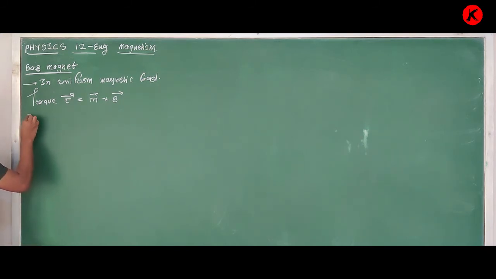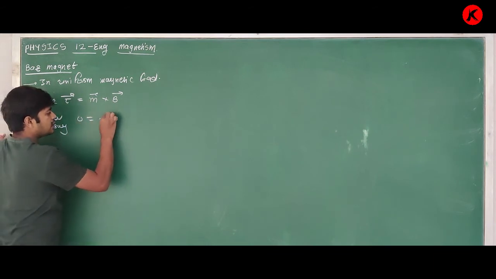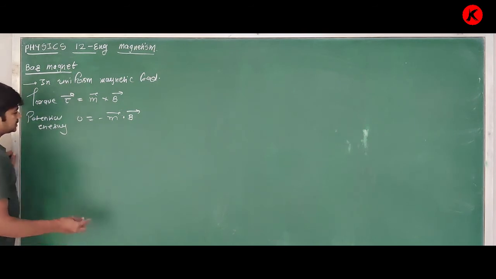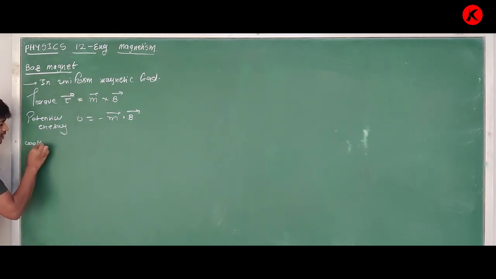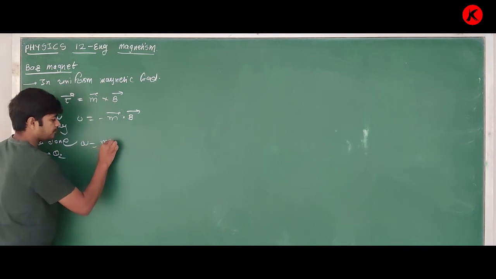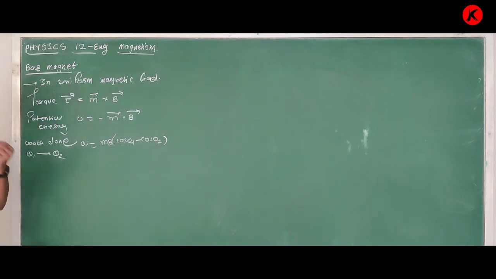What is the equation of potential energy of a dipole? The energy of a dipole, U, is equal to minus m dot B. Another equation is work done. What is work done? The work done to rotate a dipole or this bar magnet from angle theta 1 to theta 2 is W equal to m B (cos theta 1 minus cos theta 2).